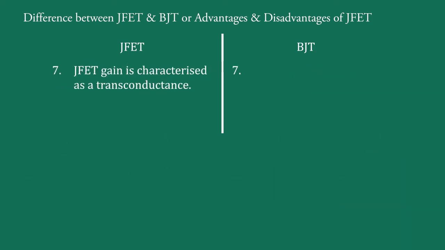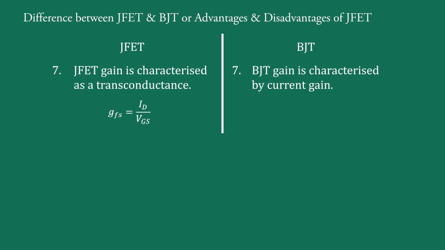7. JFET gain is characterized as a transconductance, gfs, that is the ratio of change in output current ID to the input voltage VGS. While in BJT, gain is characterized by a current gain beta, that is the ratio of change in output current IC to the input current IB.